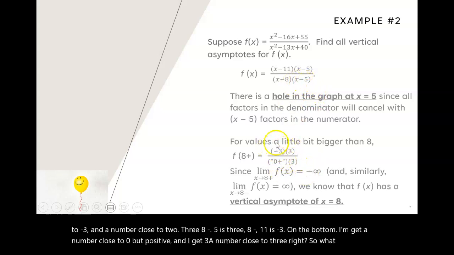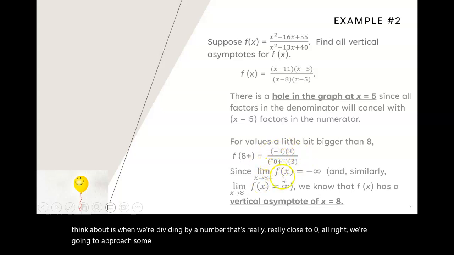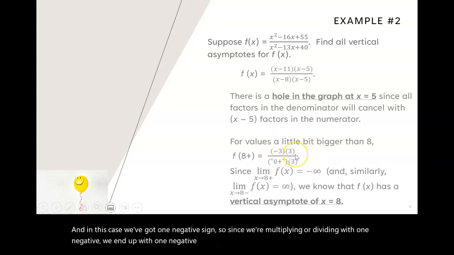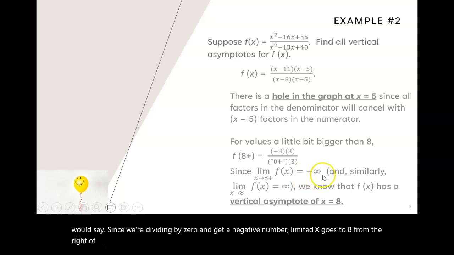So what we need to think about is when we're dividing by a number that's really, really close to 0, we're going to approach some sort of infinity. And what we need to do is look at what's going on with our signs. In this case, we've got one negative sign. Since we're multiplying or dividing with one negative, we end up with one negative altogether, an odd number of negatives. And so we would say, since we're dividing by 0 and get a negative number, the limit as x goes to 8 from the right of f of x equals negative infinity.